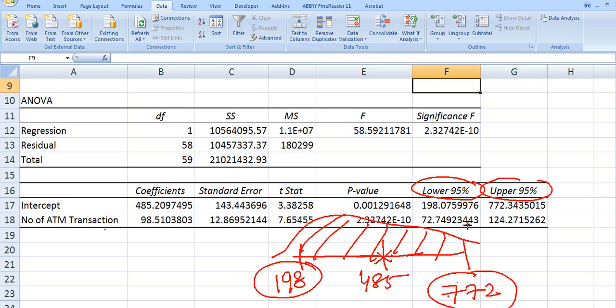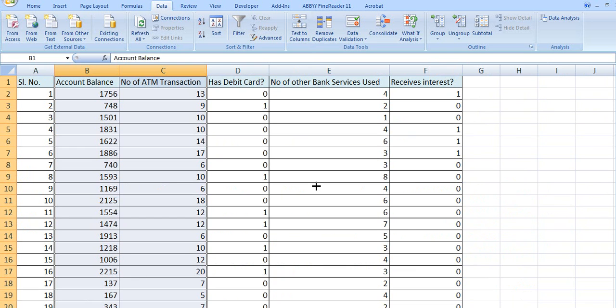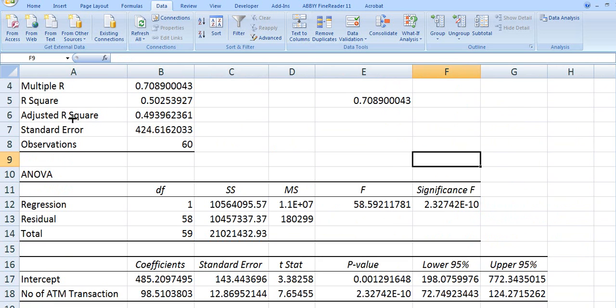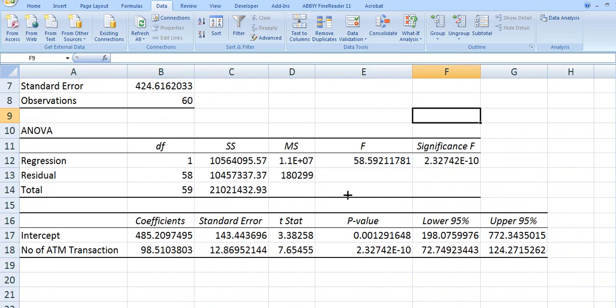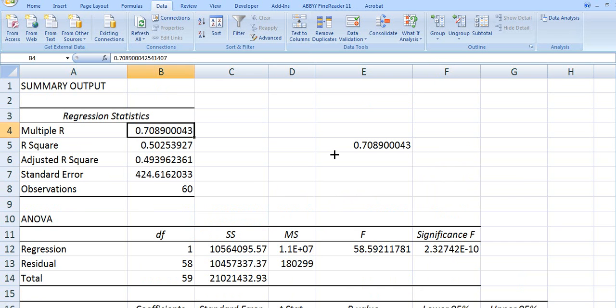Similarly, for the coefficient of the number of ATM transactions, you can say that 95% of the time it would be within these two values. Okay, so the process of this regression analysis is very simple. You will select the data, you will select what your y variable is, what your x variable is, and you would get this analysis. So what is important is how you analyze this. Okay, and this multiple R is actually the square root of this. We will say that this is the correlation coefficient.